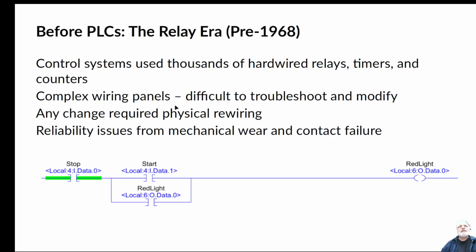Before PLCs, there was what they called the relay era, which consisted of just thousands of hardwired relays and timers and counters. And so this made it very difficult to troubleshoot. They were mechanical devices, so they would fail a lot, and it was quite complicated. I mean, they worked, but it was very troublesome to solve when things failed.